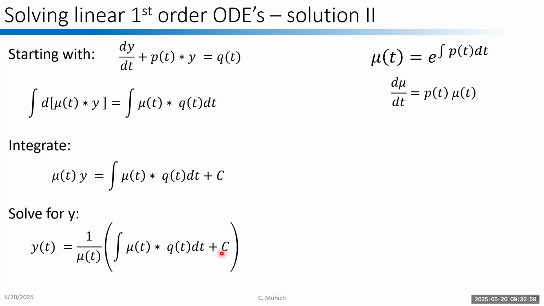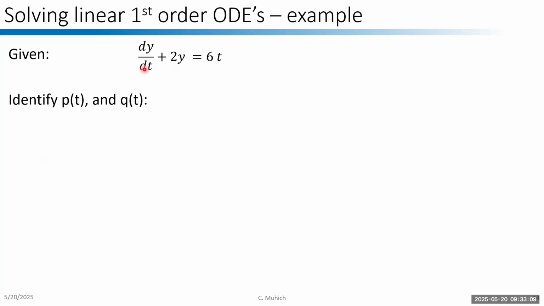So this is our final solution, and then I just need to solve out this equation. Okay, let's look at an example. So let's look at dy/dt plus 2y equals 6t.